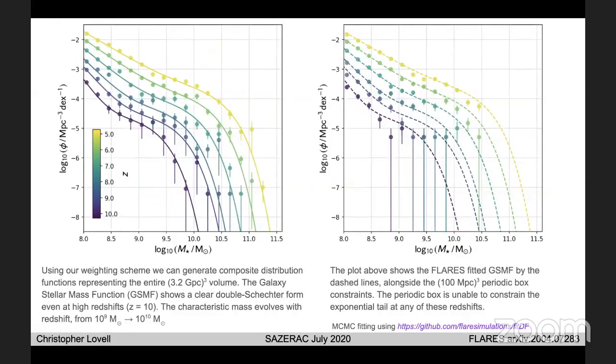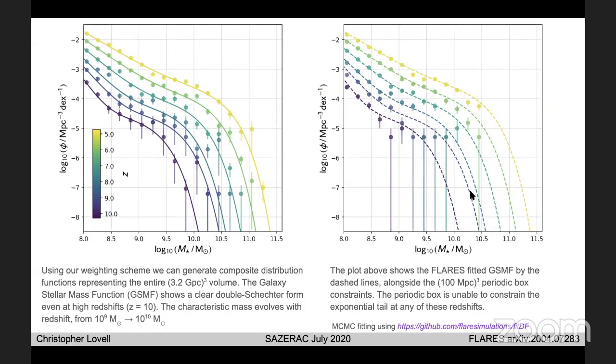So what does this look like in practice? This is the galaxy stellar mass function on the left in FLARES from redshift 5 to redshift 10. And you can see there's a very strong double Schechter-like shape to the mass function, even up to these very high redshifts. And the characteristic mass, or the knee of this, actually evolves with redshift from around 10 to the 9 solar masses to 10 to the 10 solar masses.